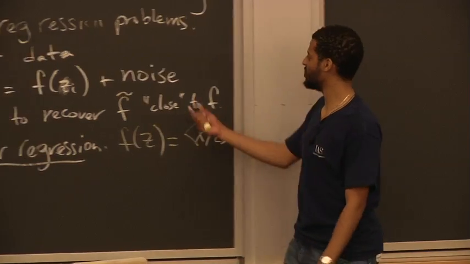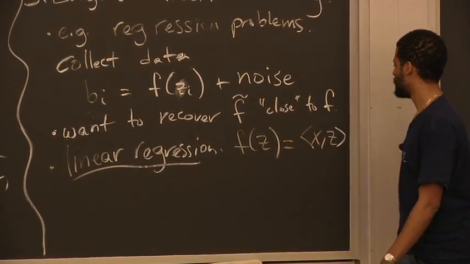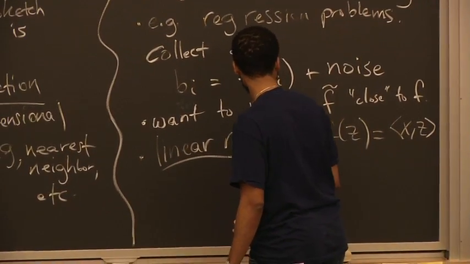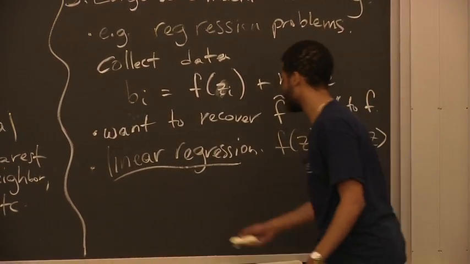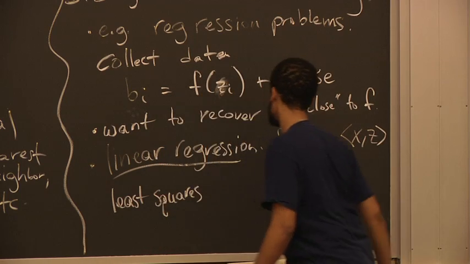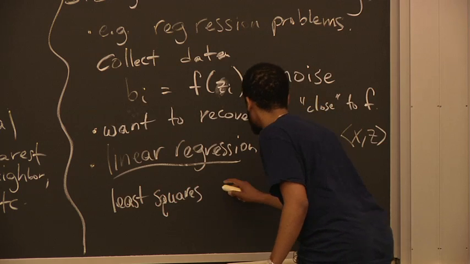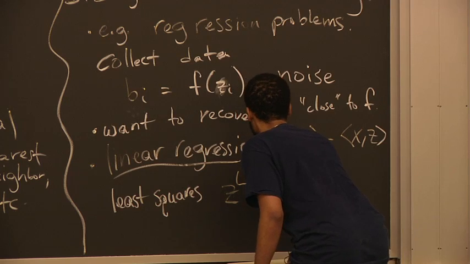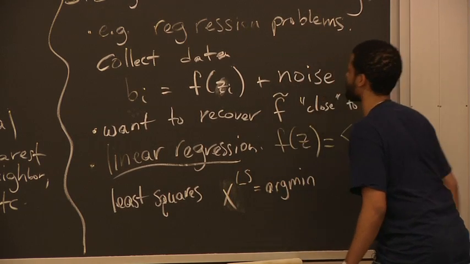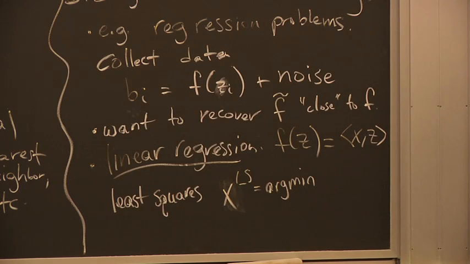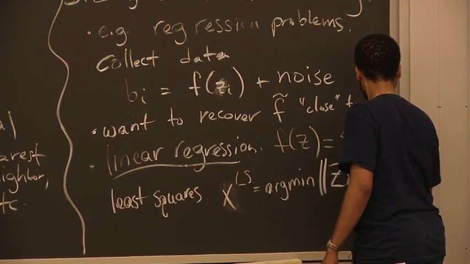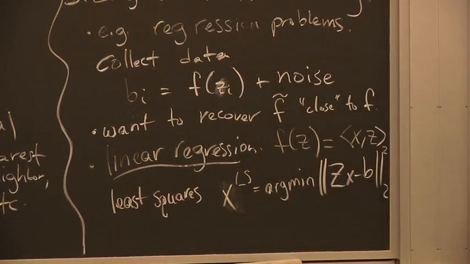From statistics, we know that if the noise is, say, Gaussian noise, a popular estimator to use, or one that is provably optimal in some sense, is least squares. The maximum likelihood estimator, I guess, is the right word. So x least squares is the minimizer of the L2 norm squared of zx minus b. So this is least squares regression.